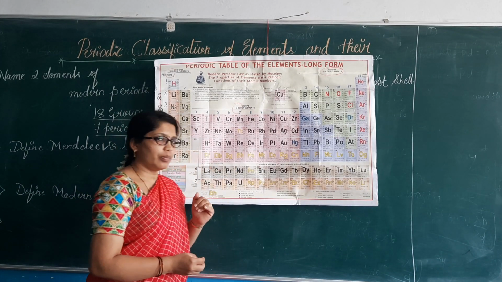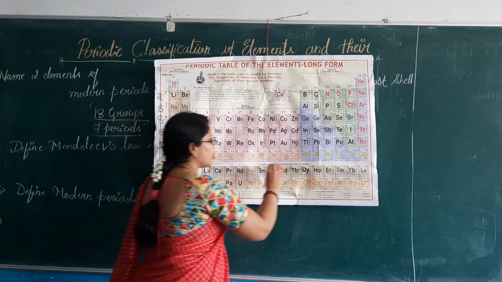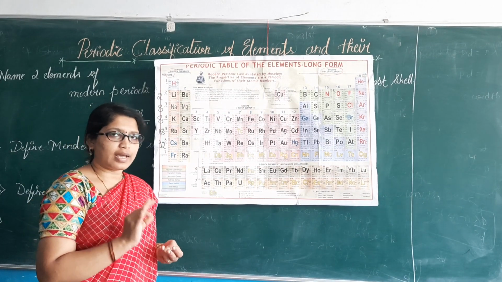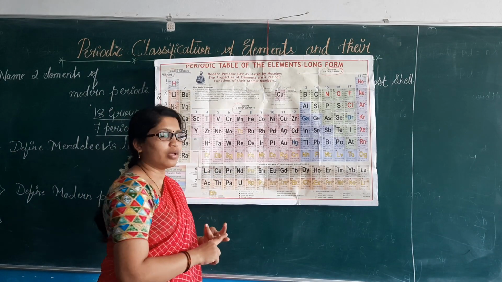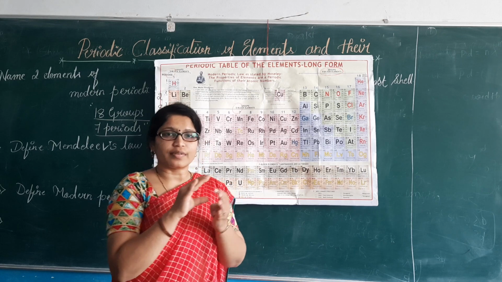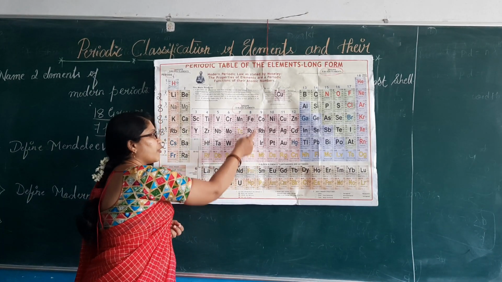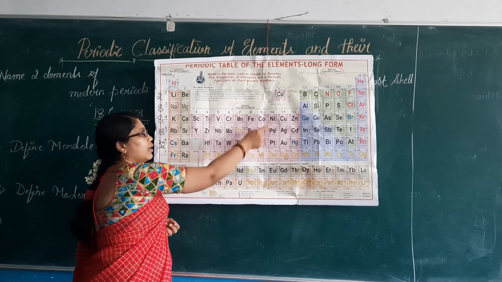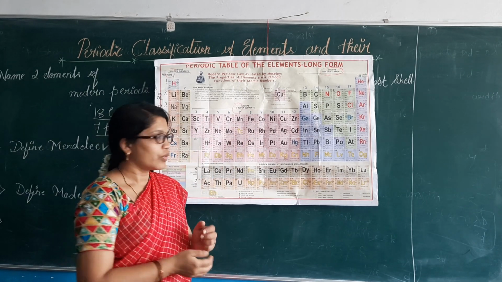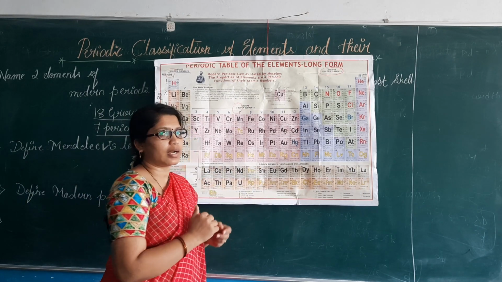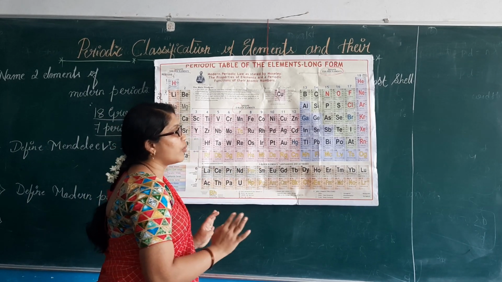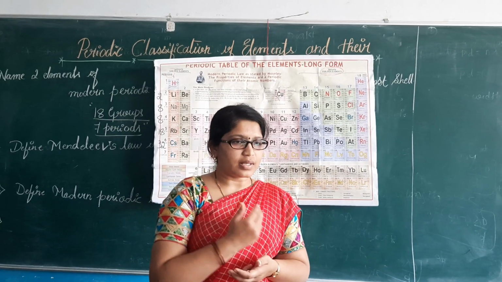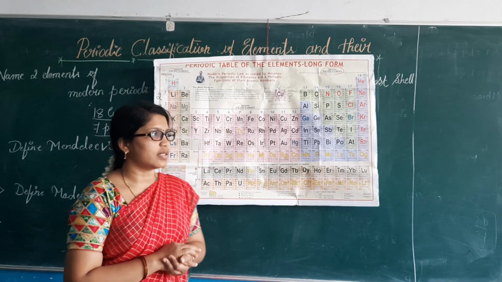Why are these placed at the bottom? Because all these elements show properties of the same kind. F block elements show properties of the same kind, which are slightly different from the D block elements' properties. So they are placed together at the bottom. This is all about the general introduction of the periodic table, which we have already discussed.